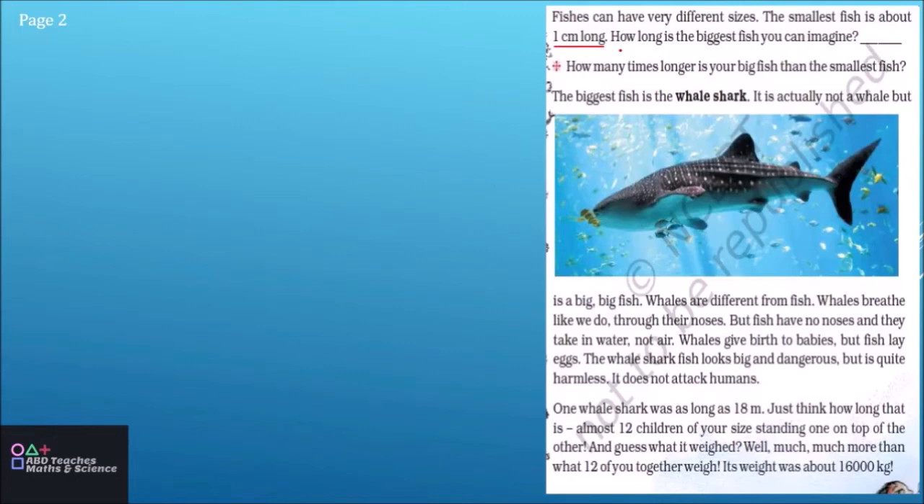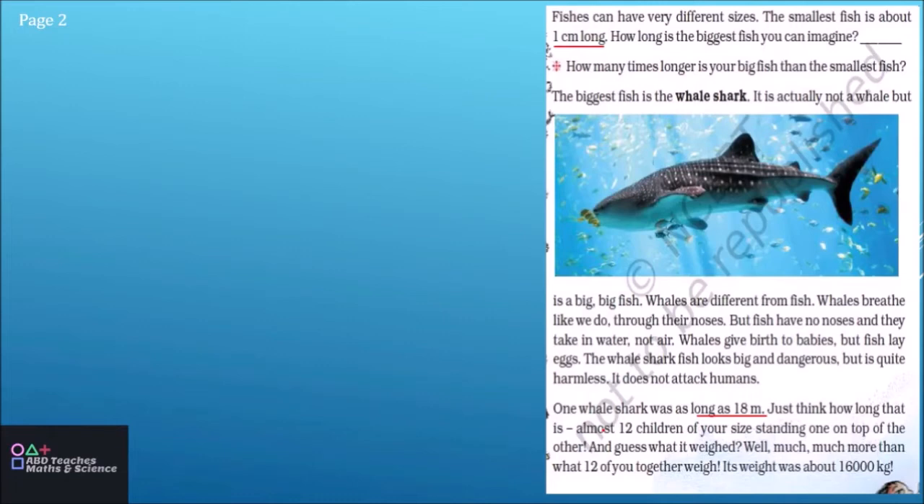Whales give birth to babies, but fish lay eggs. The whale shark fish looks big and dangerous, but is quite harmless. It does not attack humans. One whale shark was as long as 18 meters. You can take a note of this. One whale shark was as long as 18 meters.